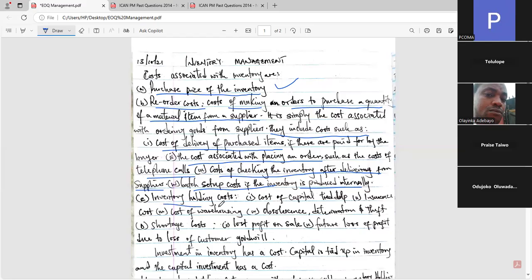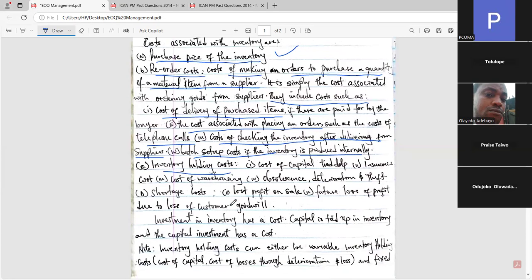Then the next one is inventory holding cost. Please pay attention. Inventory holding cost is the cost that you incur for keeping the inventory in your warehouse, or what they call warehousing cost. The cost you incur for warehousing your inventory is known as inventory holding cost. So if you have bought your inventory, you have paid for it, and it has been delivered and kept in your warehouse.